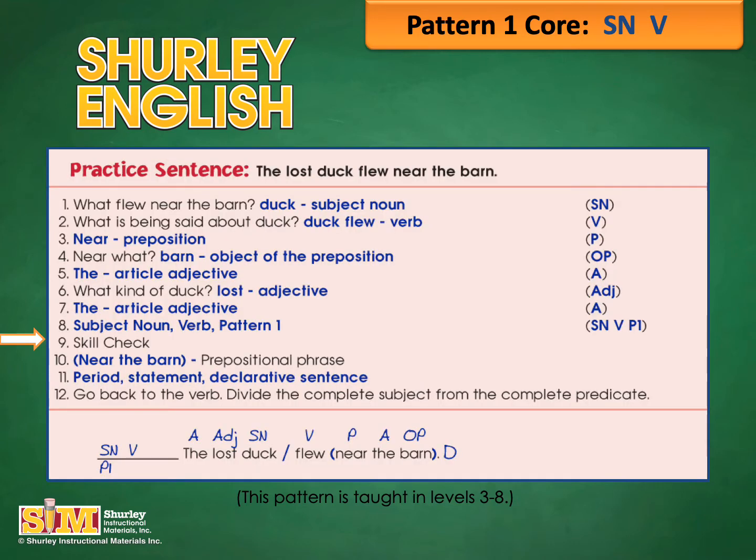The Q&A flow also includes a skill check that identifies prepositional phrases, labels the kind of sentence, and separates the complete subject from the complete predicate. Eventually, students will also check for adverb exceptions and natural and inverted word order during the skill check.